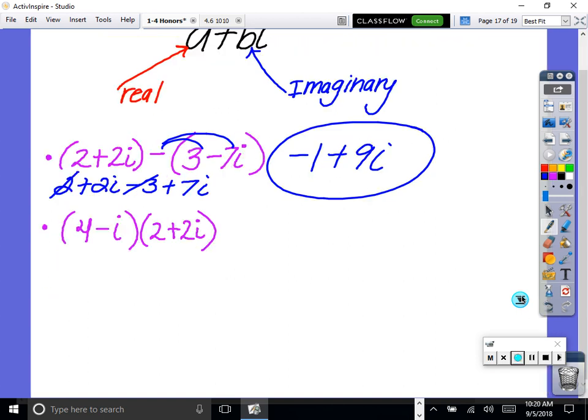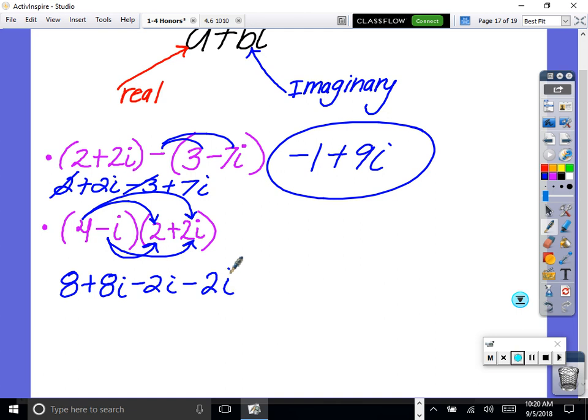Let's look at this one. It's multiplication, so let's double distribute. We have an 8. We have plus 8i's. We have minus 2i's. And then right here's where people usually mess up. So we would have -i times 2i is -2i squared. So then remember, i squared is equal to -1. So isn't this minus 2 times -1? Which is plus 2. Okay, so now positive 2 plus 8, 10, 8i minus 2i, plus 6i. A plus bi, and I'm done.